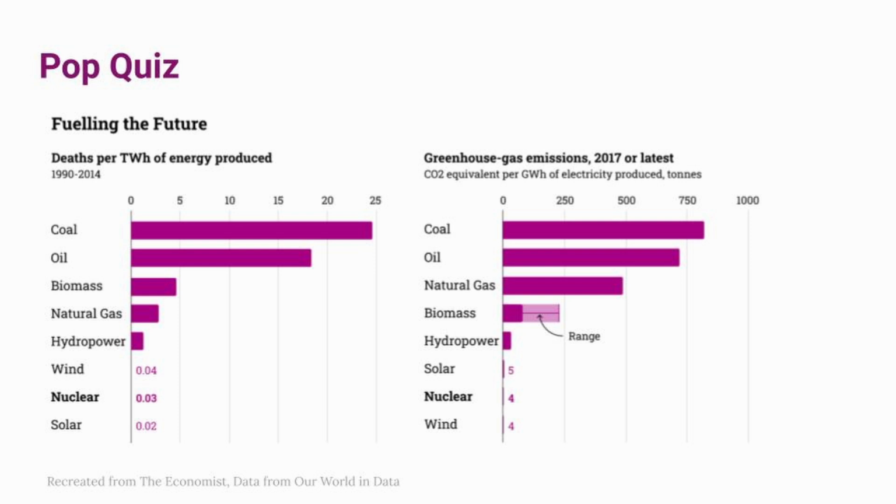Okay, now for a short pop quiz. Here's a graph about different forms of energy production, which shows death per terawatt hours and greenhouse gas emissions. One thing I will point out here is that the label for nuclear power is in bold, and this graph is based on a version that was published in an article in The Economist that was about nuclear energy.